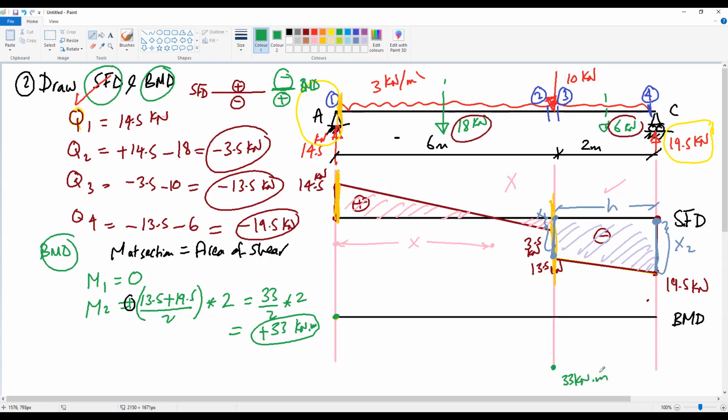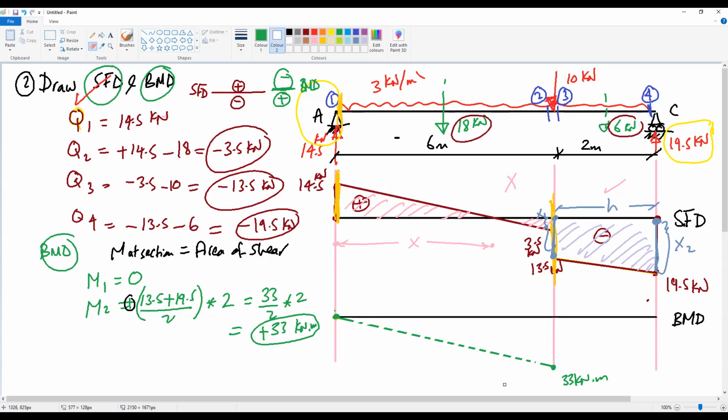Okay. What is the next step? The next step is how to connect section 1 and section 2. Because we have a uniform load between section 1 and section 2, we have to connect them with a parabola. So I will draw a line here, and this straight line, as we said before, needs to be dashed because this is not our drawing.